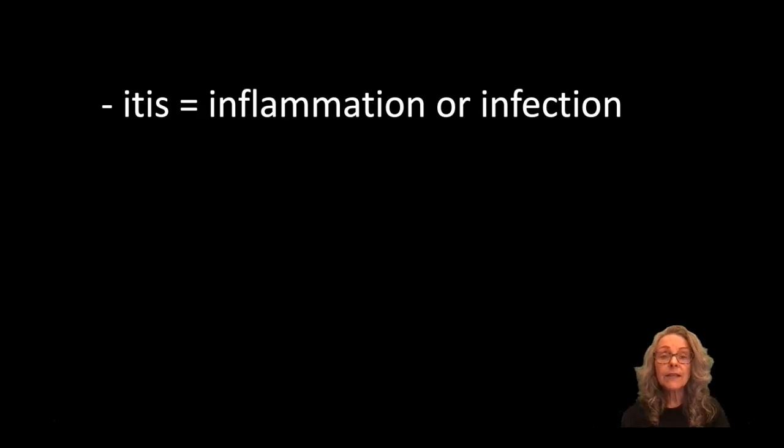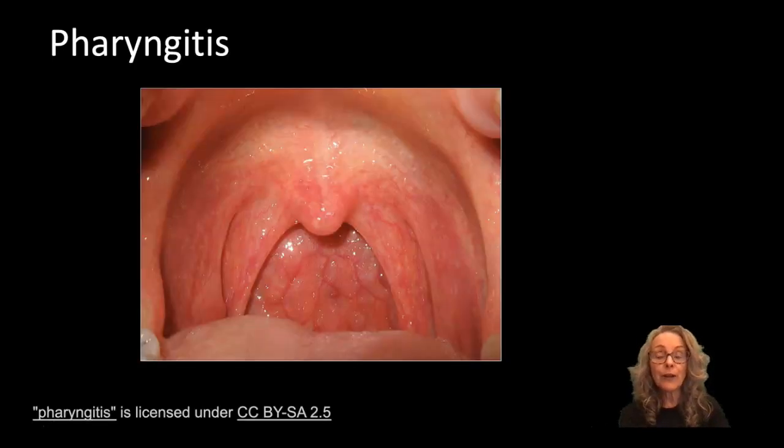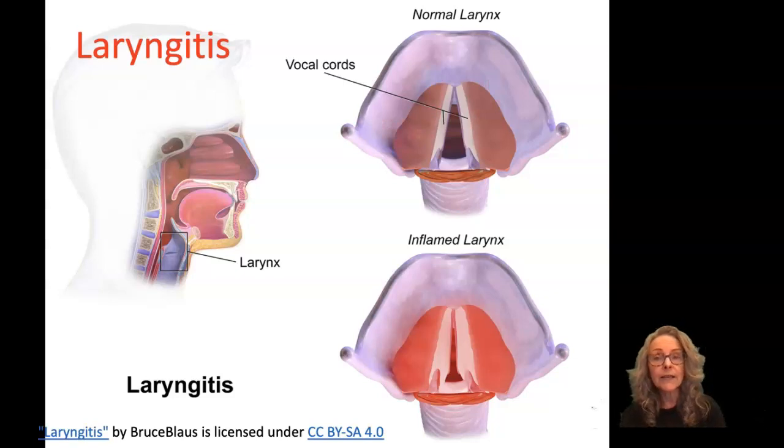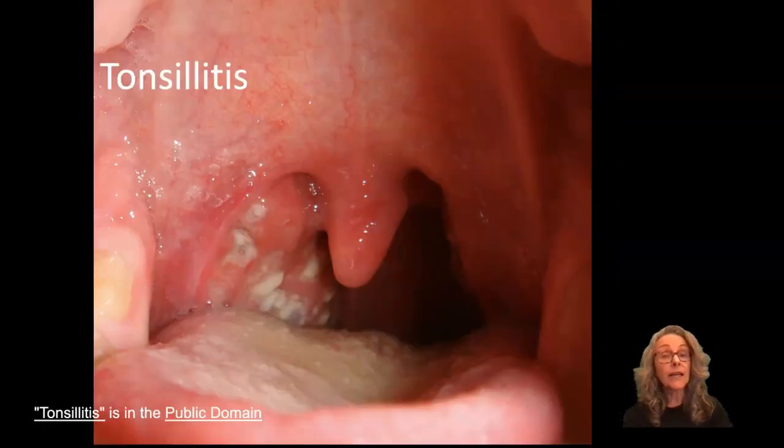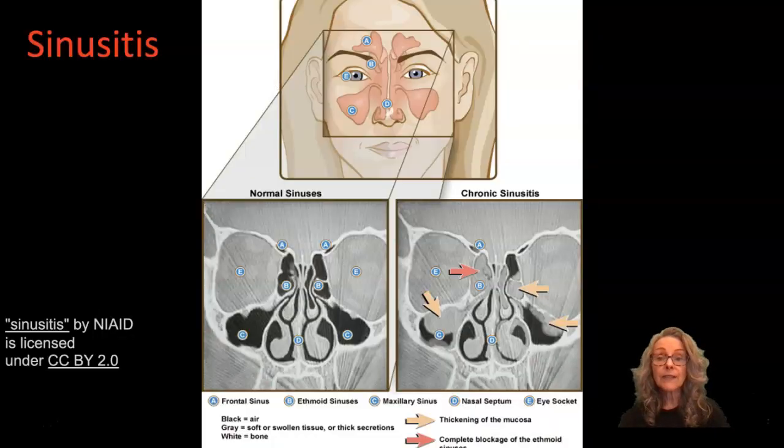An itis is an inflammation or an infection. Let's look at some itises of the respiratory tract. For example, pharyngitis, an inflammation or infection of the pharynx, otherwise known as the throat, or laryngitis, an inflammation or infection of the larynx or voice box. This can affect the ability to speak. Tonsillitis is another inflammation or infection of the respiratory passages, in particular of the tonsils that produce immune cells. Sinusitis is an infection of the sinuses.